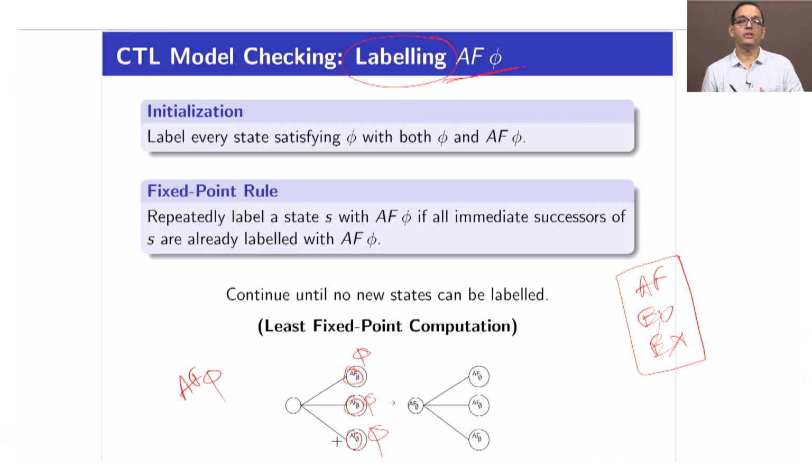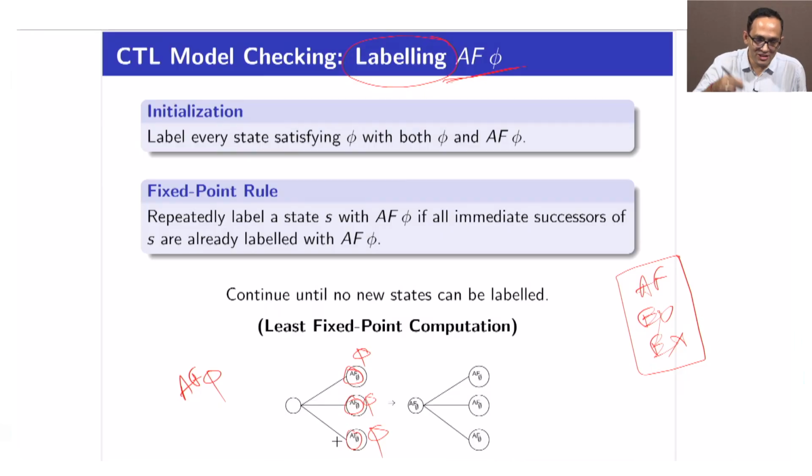Why? Because the future includes the present state. So, phi holding means in that state AF phi also holds, right? Because for any path starting from that state, in the first state itself AF phi holds. So, I can say that AF phi holds in that state, right? And then iteratively, we identify another state whose all successors have AF phi. Then I will mark this state also with AF phi, right?